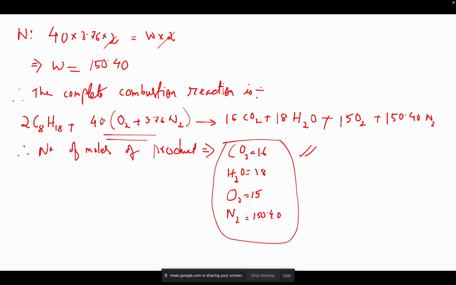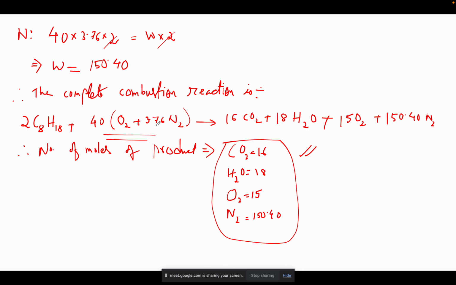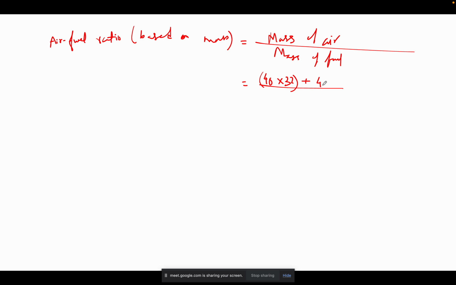So how many moles of oxygen are present? 40 into 2. Okay, so 40 moles of oxygen are present, and 1 mole of oxygen is 32, so it will be 40 into 32. Okay, then 40 into 3.76 moles of nitrogens are present, and 1 nitrogen is of 28, so this will be 40 into 3.76 into 28. This is the mass of the air.